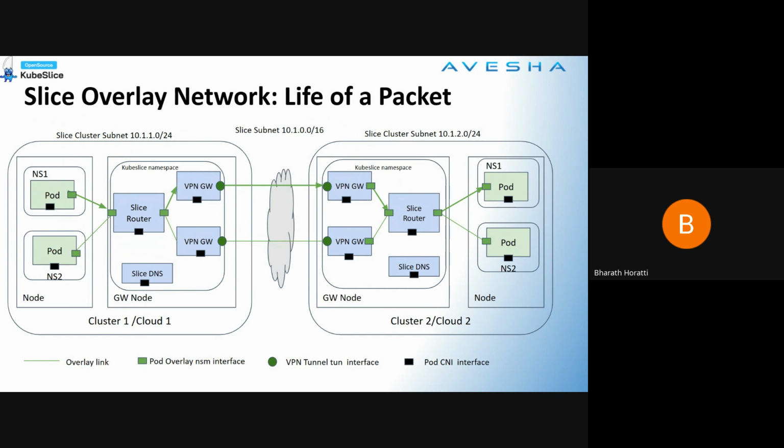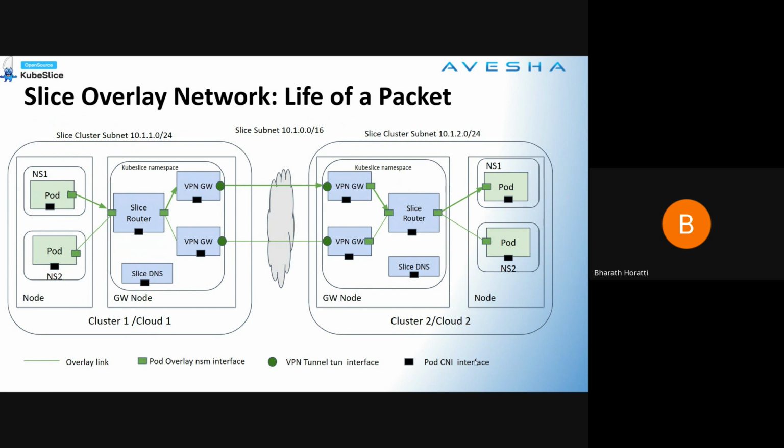So the green lines are the overlay network that KubeSlice creates between these two worker clusters. So if you notice, there is a slice subnet there, 10.1.0.0/16. So when the user is creating a slice config, the user would also have to provide a subnet, /16 or /8 or whatever, a private subnet.